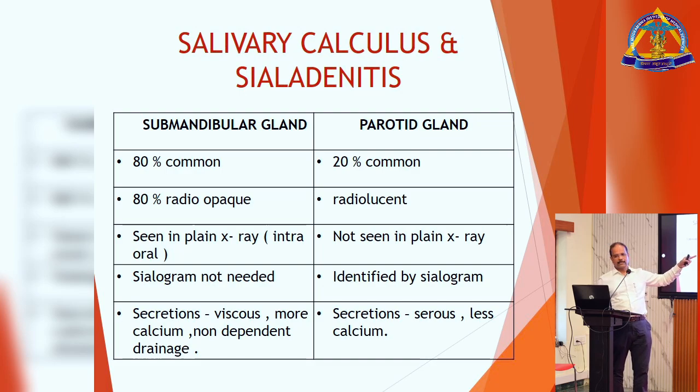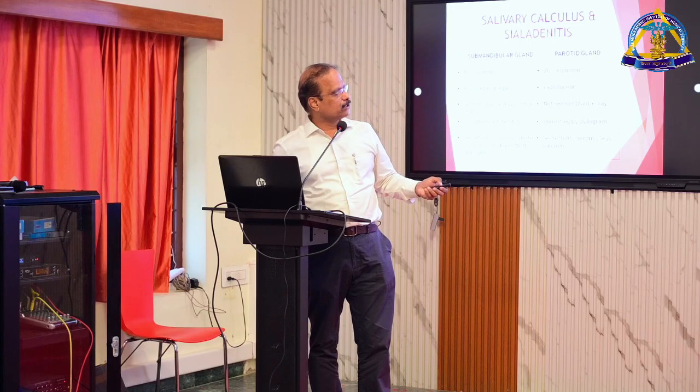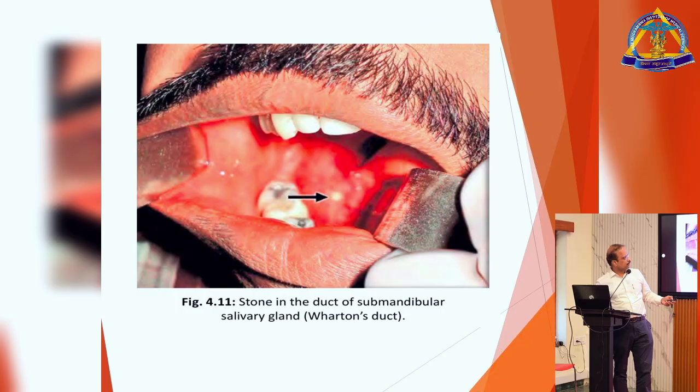parotid. The reason being the submandibular gland has a more mucinous secretion, then it has a non-dependent drainage, and the calcium content of the submandibular salivary gland is huge. So stone disease is almost always a disease of the submandibular salivary gland, which is not very common in the parotid salivary gland. This is the picture. The arrow depicts a stone at the orifice of Wharton's duct.